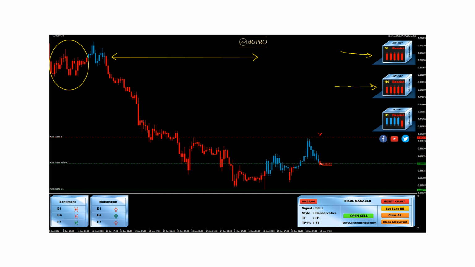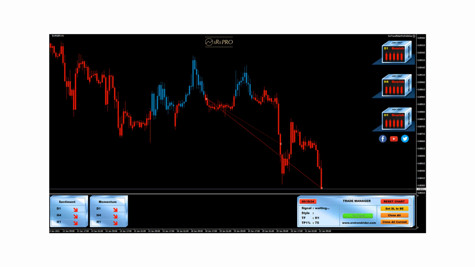Do I know it will definitely be a winner? The answer is no, I don't. But I know the chances are with me. The next thing is I'm looking to make a trade. As you can see here, right? The market pulled back.